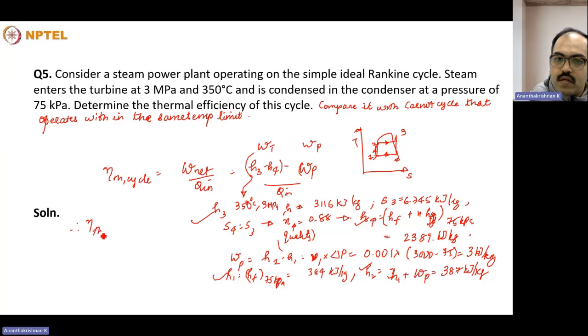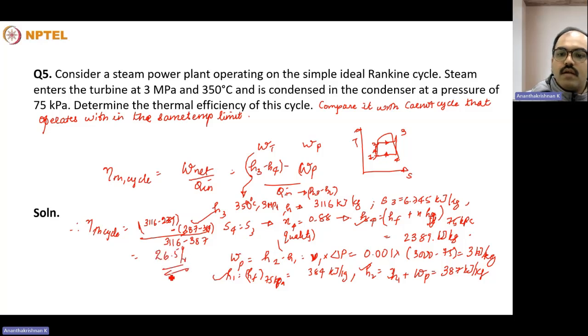So efficiency will be equal to H3 minus H4, with heat input equal to H3 minus H2. We substitute the values: 3116 minus 2389, minus 3 kilojoule per kilogram, the pump work, and on the bottom 3116 minus 387. That will give you an efficiency of somewhere around 26.5%. So that is the first part of the problem, just following the same method as previously.